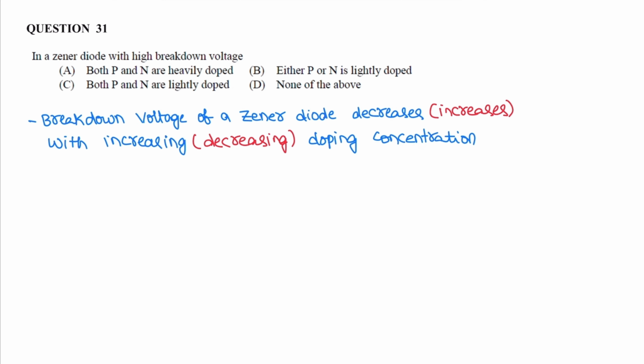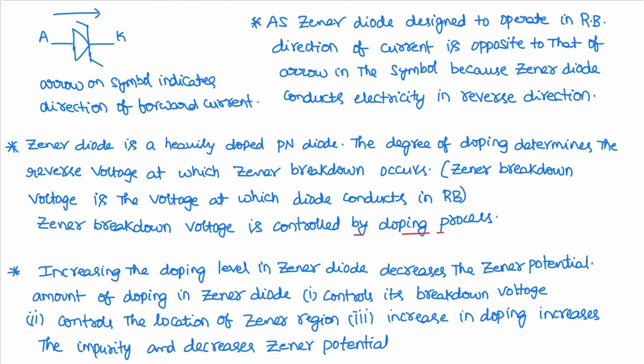So the correct answer is: high breakdown voltage means very lightly doped. Both P and N are very lightly doped. The correct option is C. So let us see some points related to this. A Zener diode is a heavily doped PN junction diode, and the degree of doping determines the reverse voltage at which Zener breakdown occurs. Increasing the doping level of a Zener diode decreases the Zener potential.